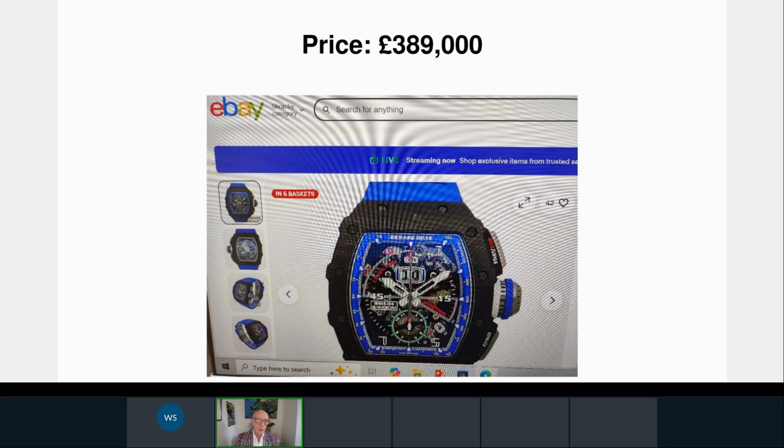This is a second-hand watch, but it has one offsetting advantage I like to think, which is free delivery, ladies and gentlemen.